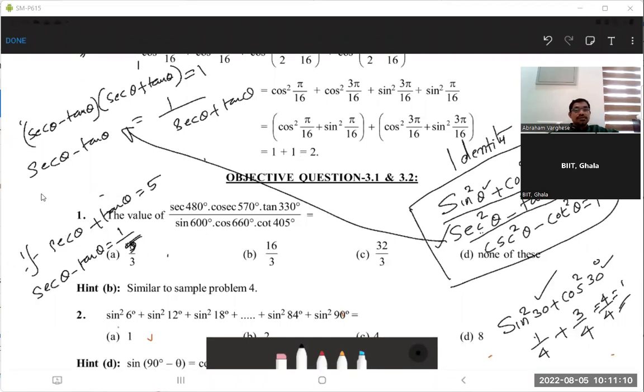Okay. So that's why this formula is important. Please write this formula: sin square theta plus cos square theta equal to 1. Sec square theta minus tan square theta is 1. Cosec square theta minus cot square theta is also 1. Okay. Now we will solve this question.